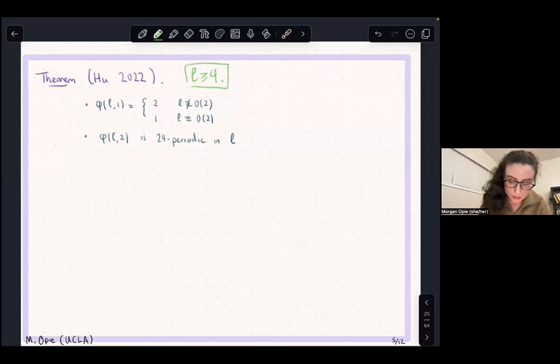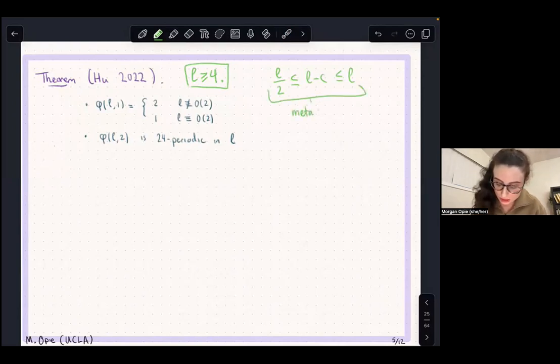And that's just because you have this condition that you need L over 2 is less than or equal to L minus C is less than or equal to L in order for the isomorphism on the previous page to apply. And this is known as the metastable range. So the stable range is when you're looking at bundles of rank greater than or equal to the dimension of your space. And here you're looking at bundles of rank about half the dimension of the space, at least.